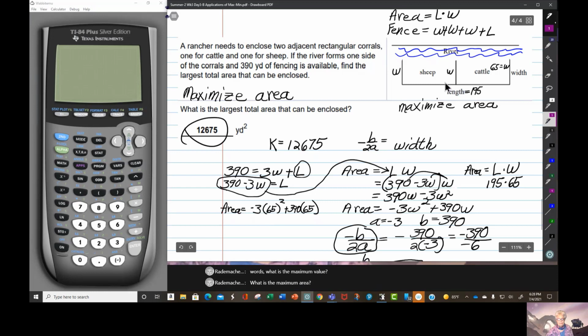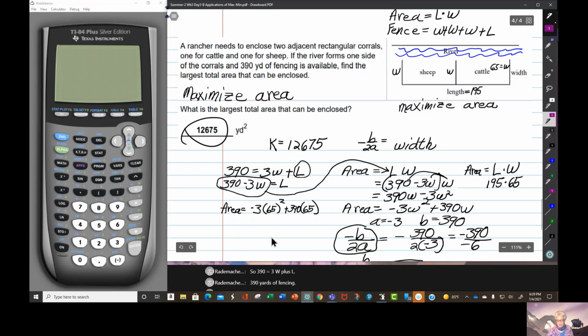And we're going to have to work with 2 formulas. Our perimeter here, our fencing, has an unusual formula. There are 3 W's and 1 L. So 390 equals 3W plus L. 390 yards of fencing.